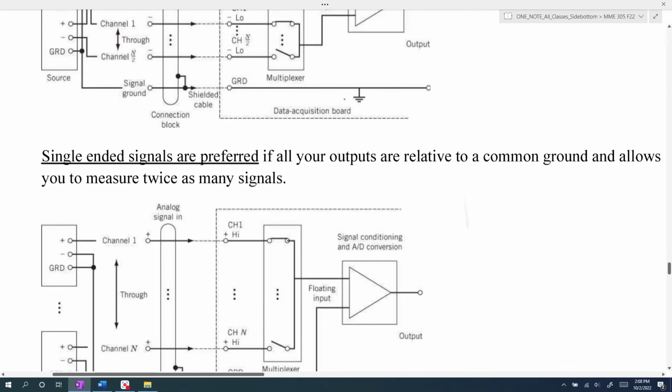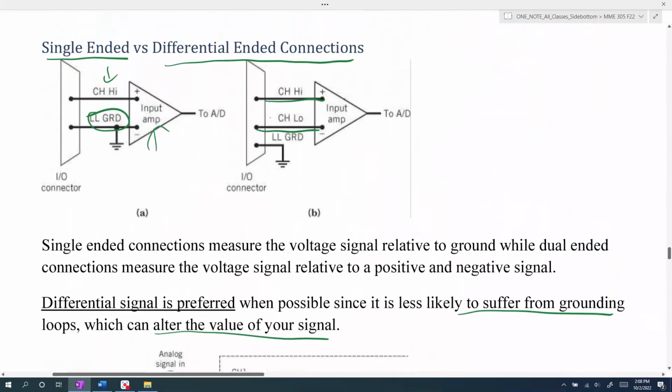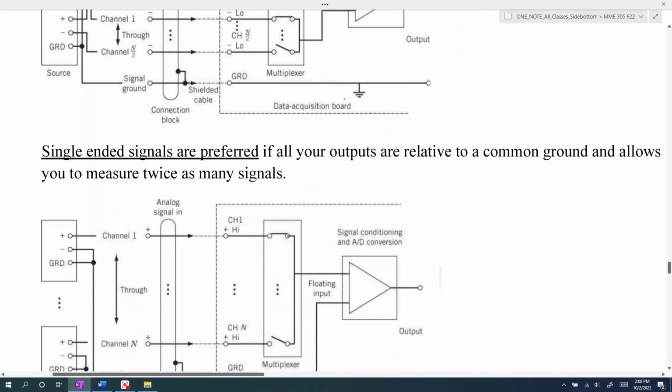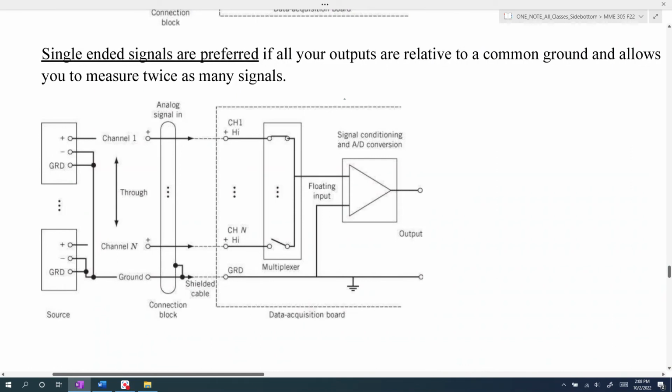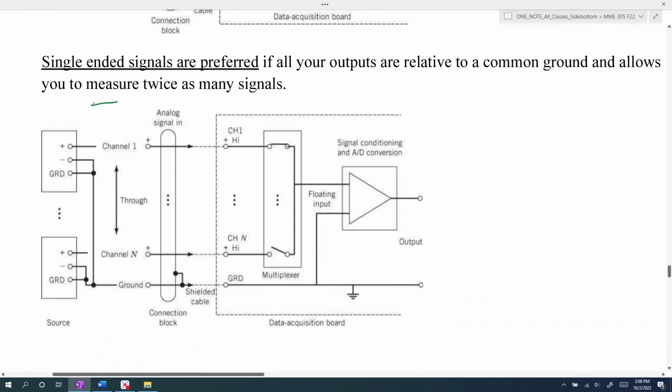And because you aren't measuring two signals, you're only measuring one, typically it improves how many signals you can read. So you can typically measure twice as many signals. So there are some benefits of doing that. It's a little bit more economical.